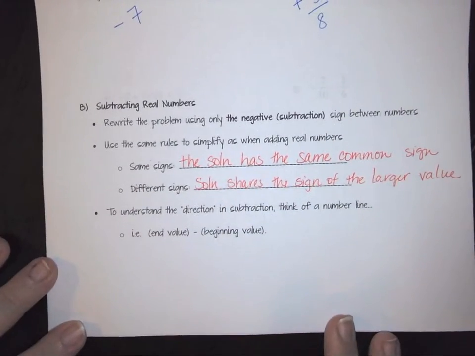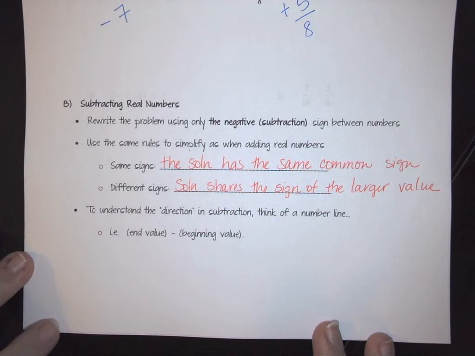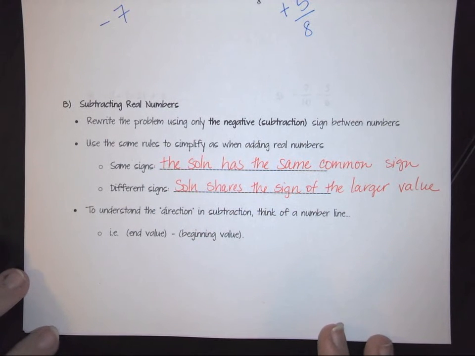So the first thing we got to look at is subtracting what are called just the real numbers. Okay. So here, when we're talking about subtracting, we are talking about being able to rewrite your problem using only the negative, i.e. subtraction sign between numbers. So just like when you're adding numbers together, and we put plus signs between everything, here we're going to do that same idea, but only this time we're going to use the negative signs.